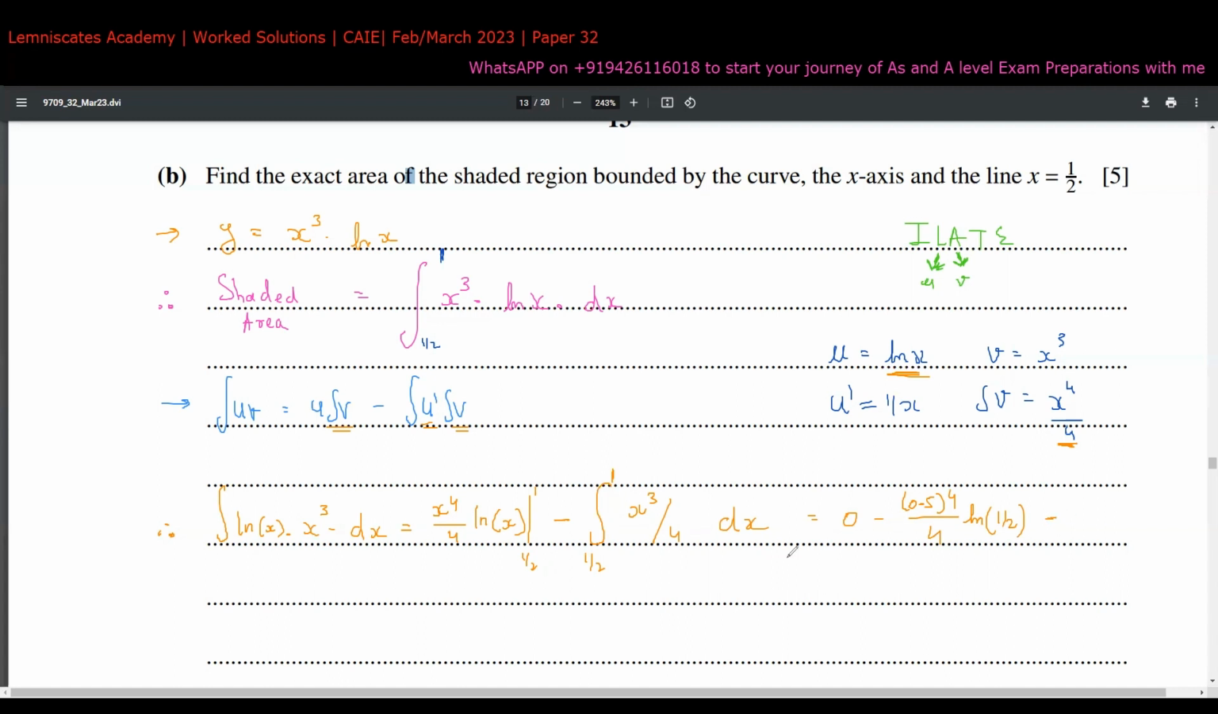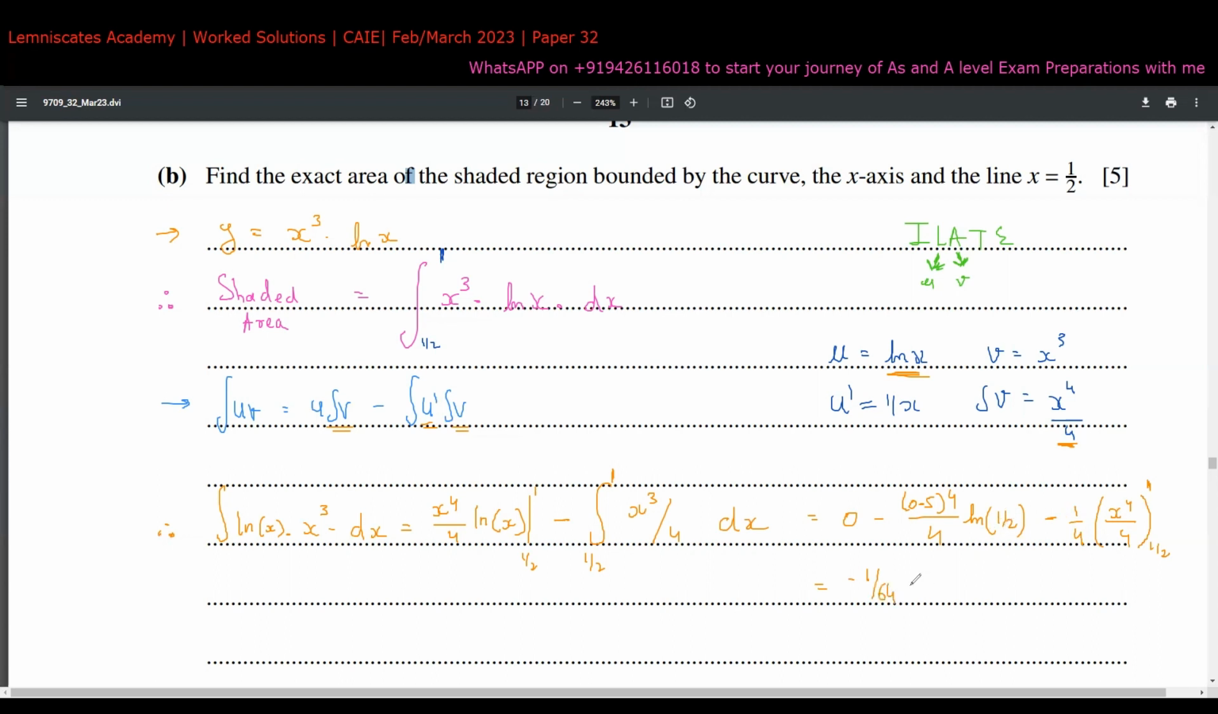Then we are having minus integration of this. I can take 1 by 4 out as a common factor. And then this becomes x power of 4. X cube's integration is x power of 4 by 4. And the limits are from half to 1. And if I keep on solving it ahead, what is 0.5 to the power of 4 divided by 4? That's coming out to be 1 by 64. So minus 1 by 64.